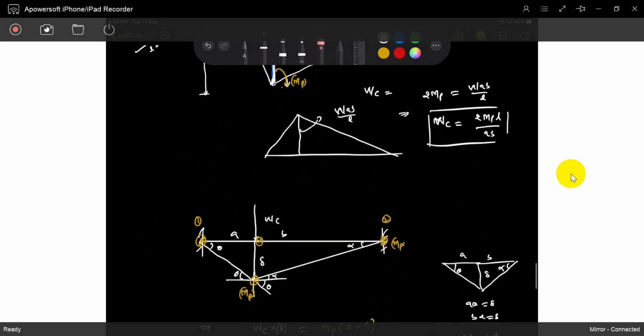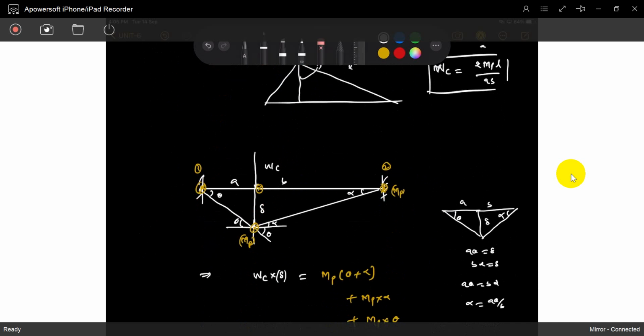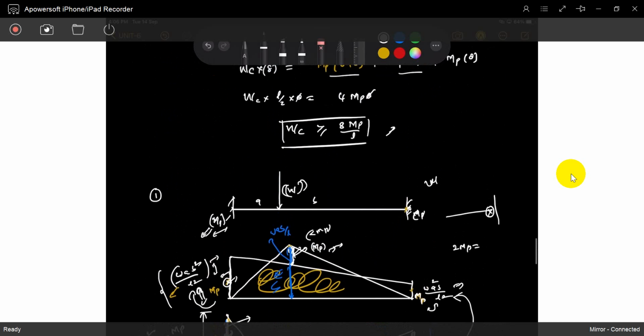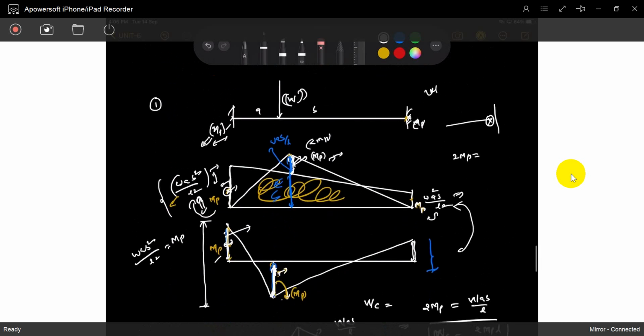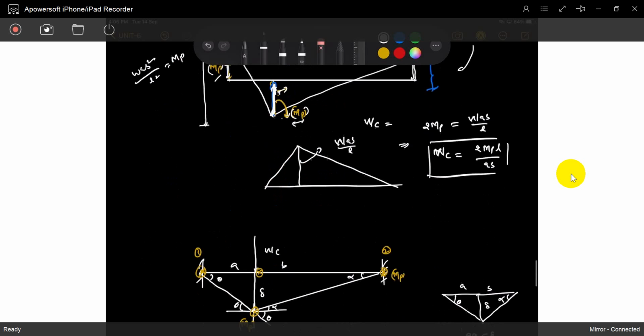Once it fails, the system enters into the mechanism. Just before the failure, just after the failure, we did two analyses. That's it. Just before, it follows the same static analysis. It gives the bending moment diagram like this. At this location it has a capacity of MP, and here it also has a capacity of MP. The capacity 2MP is equal to this applied moment. That's it. Applied moment and its capacity. Capacity reaches MP. So capacity and applied, or resistance and applied.